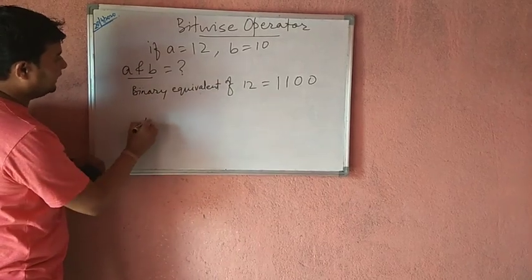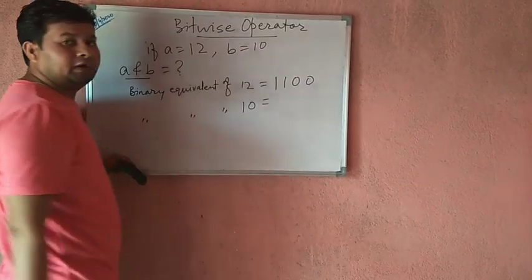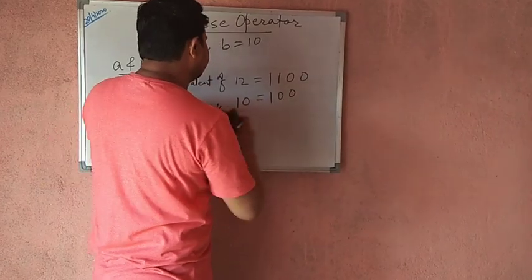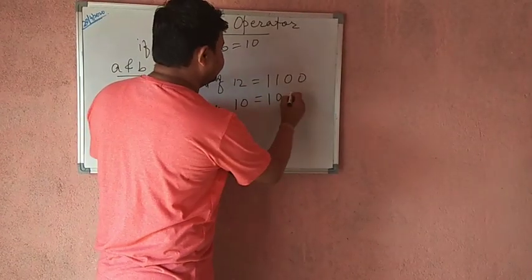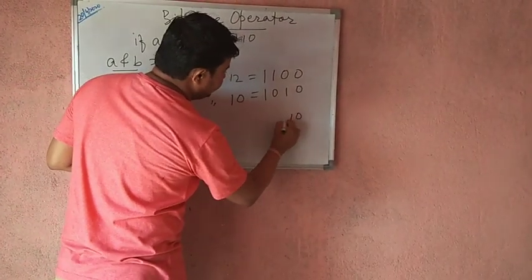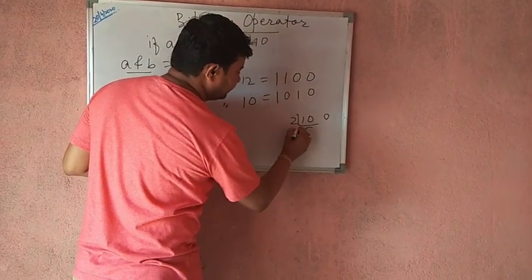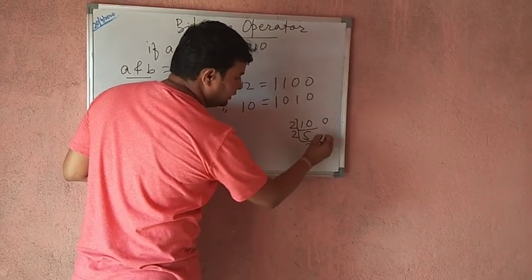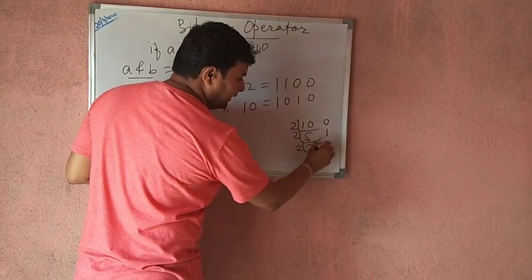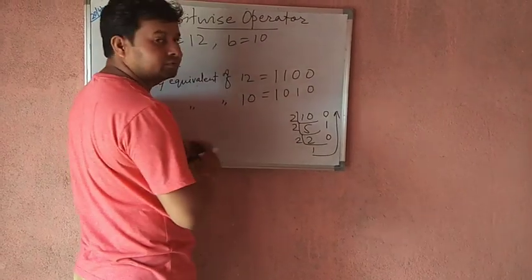Similarly, another one, the binary equivalent of this 10. When you convert, let's see. 10 divided by 2. 2 5s are 10, remainder 0. 2 2s are 4, remainder 1. 2 1s are 2, remainder 0. So it is 1 0 1 0. Okay.